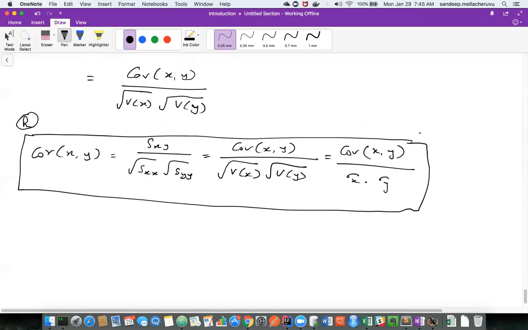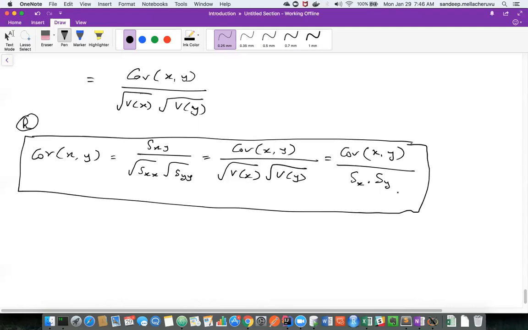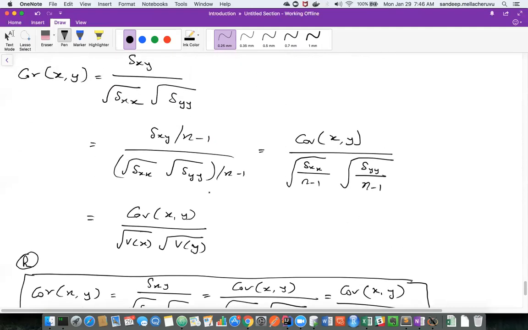So sigma is population. You can use S. Yeah, you're right. It's my mistake. It is Sx into Sy. So there won't be any such thing as population in correlation as well. Yes, actually it is. You're right. But the reason for that is the n minus 1 on the numerator and denominator will get cancelled, right?